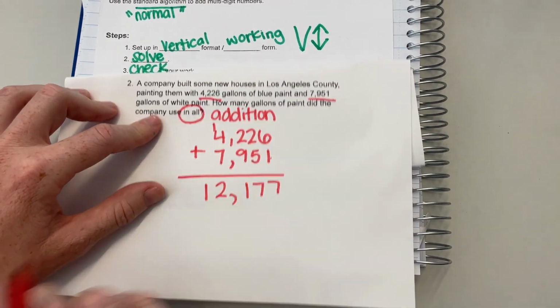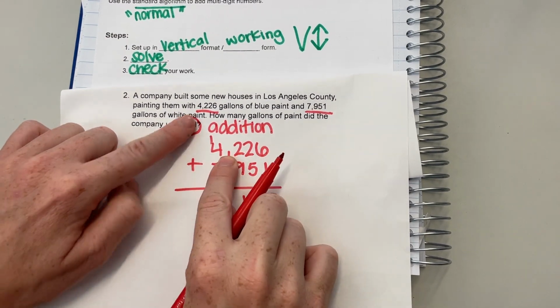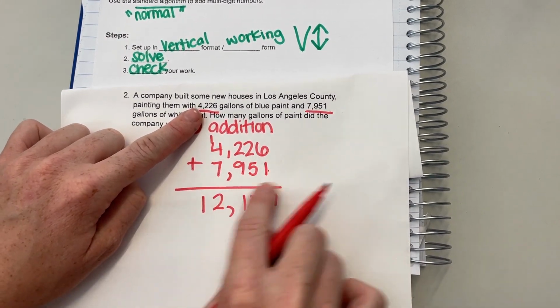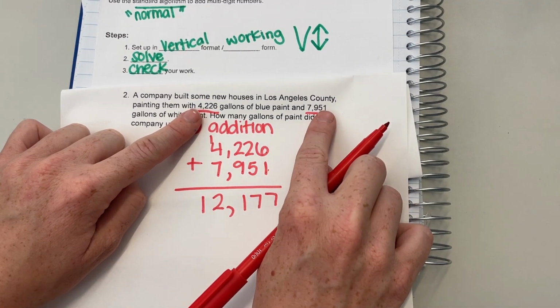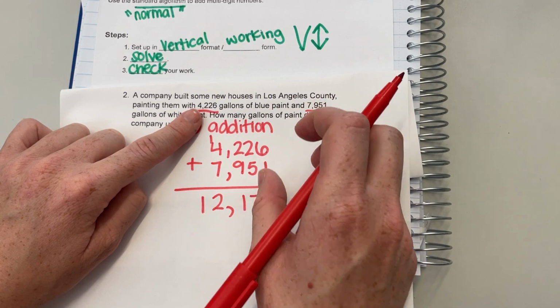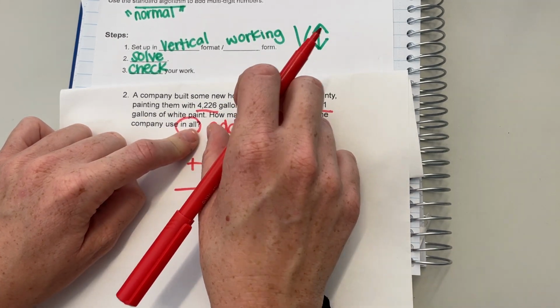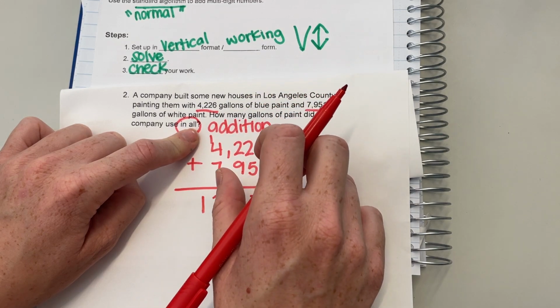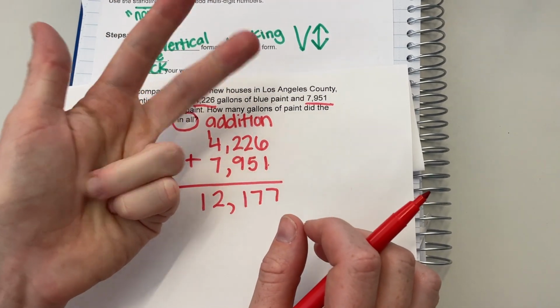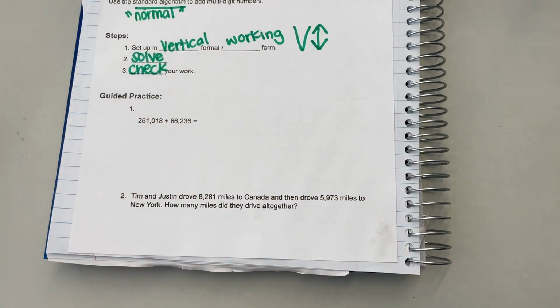Okay. So final step is to check my work. So I'm going to check that I copied it down right. That looks good. 7,951 matches. So now I can add 6 plus 1 is 7. 2 plus 5 is 7. 2 plus 9, 11. Carried my 1. 1 plus 4 is 5, 5 plus 7, 7, 8, 9, 10, 11, 12. Okay, so it looks good. I've checked my work.